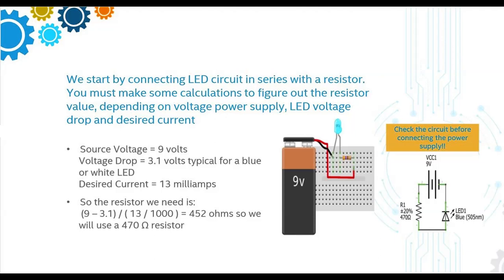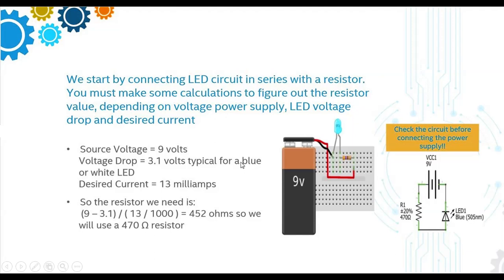Okay, we can say that V by I is equal to R. So V is nothing but your 9 minus 3.1 volt: 9 is the voltage supply, and 3.1 is the conducting voltage drop across the diode, the LED. And 13 milliampere current is flowing through this particular circuit. So the value of the resistor is 452 ohms.